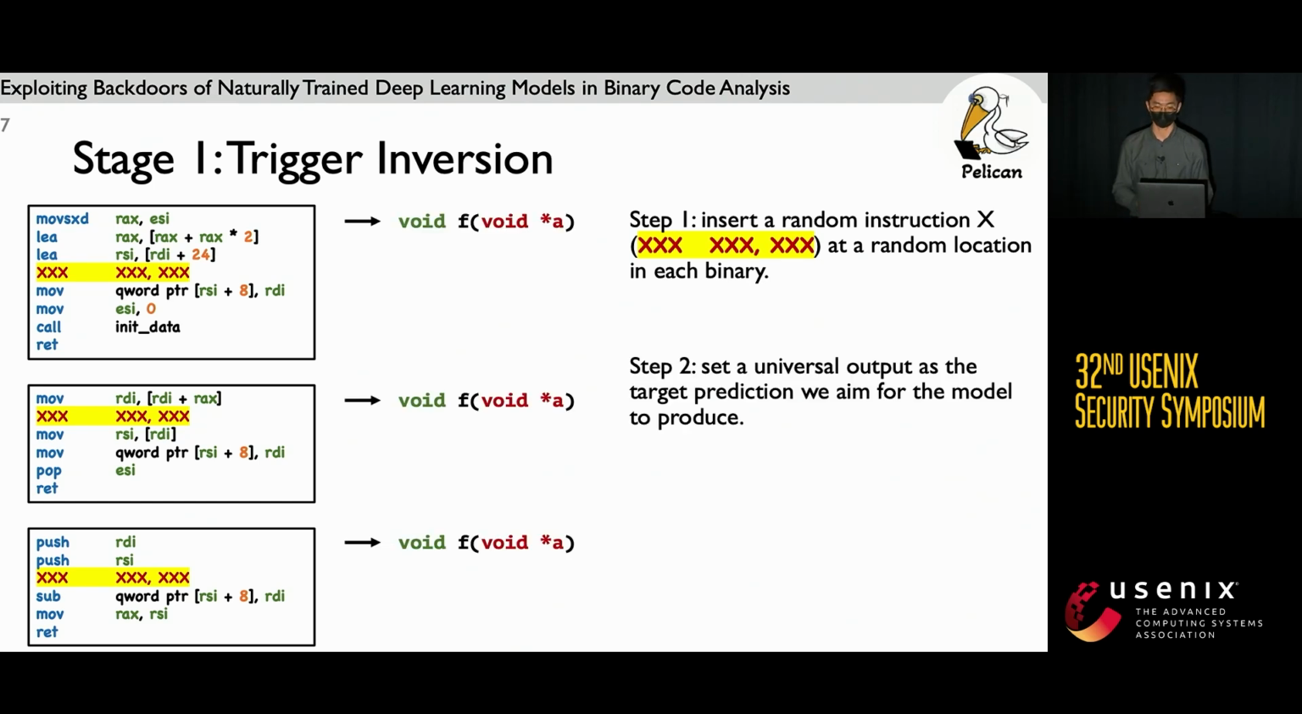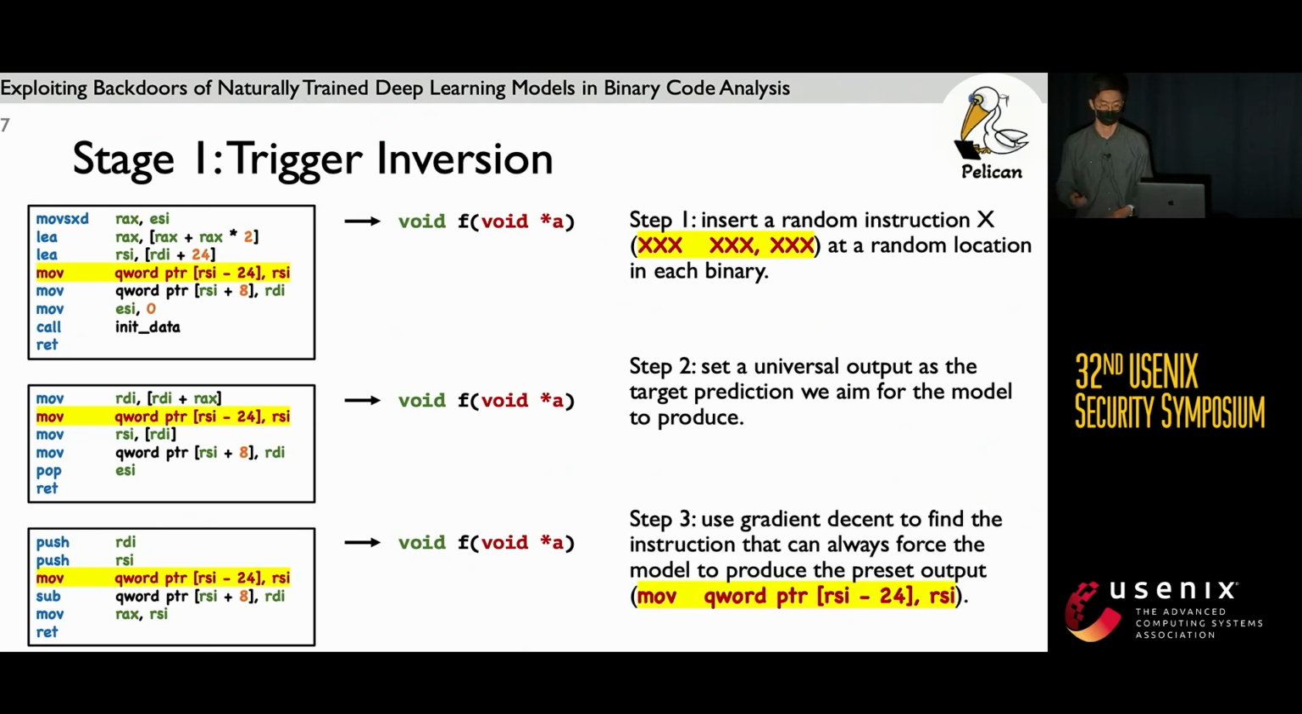The next step is to set a universal output as the target prediction that we enforce the model to produce. The last step is a very typical step where we use gradient descent to find the trigger instruction. As a result, we will get an effective trigger instruction whose effect is independent from the underlying binary and the injection location.